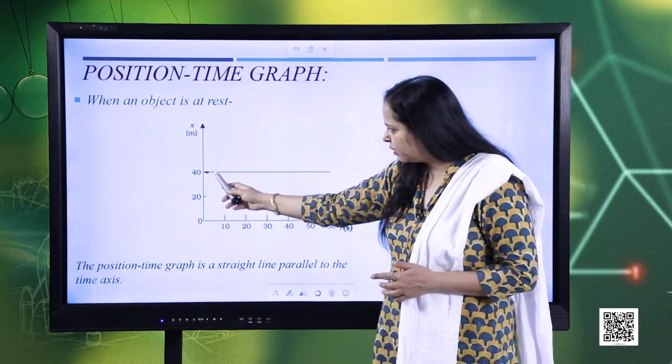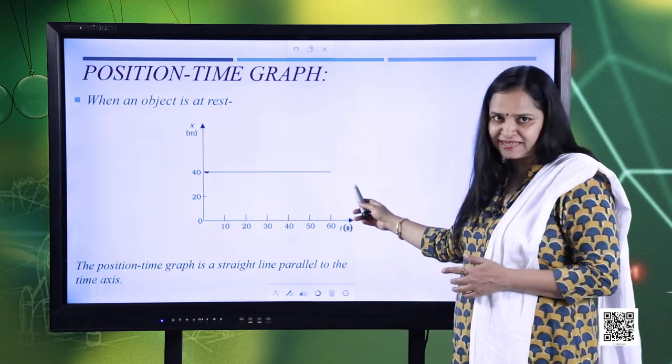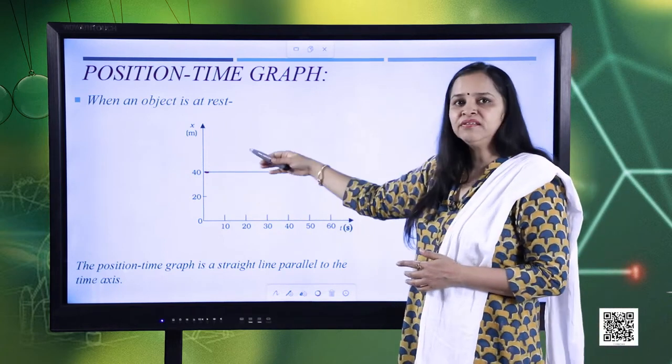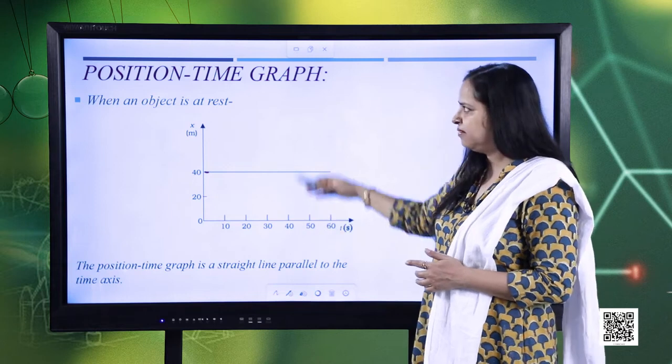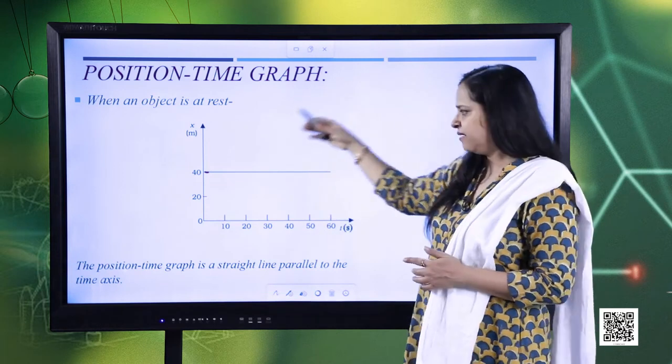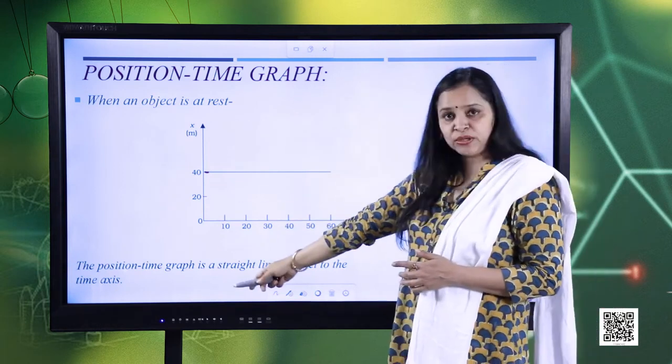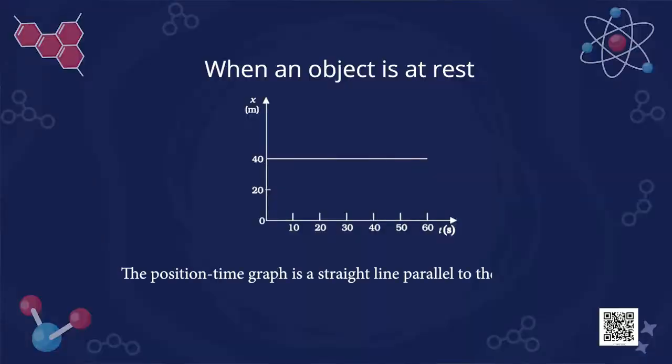So when we plot this graph, we get a straight line. So the graph is parallel to the time axis for the object at rest. So we can conclude that the position time graph is a straight line parallel to the time axis.